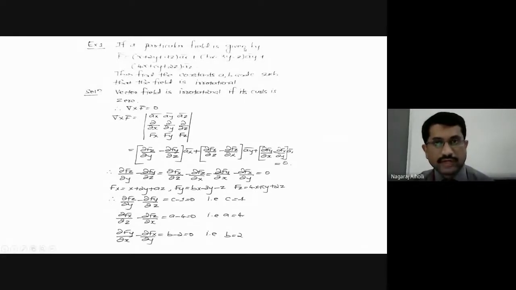If a particular field is given by f bar is equal to (x plus 2y plus az) into ax bar, plus fy is (bx minus 3y minus z) ay bar, plus fz is (4x plus cy plus 2z) into az bar. Then find the constants a, b and c such that the field is irrotational. Note down quickly.